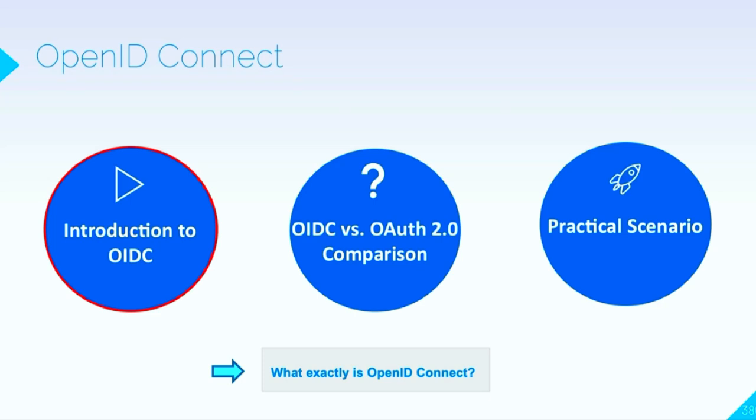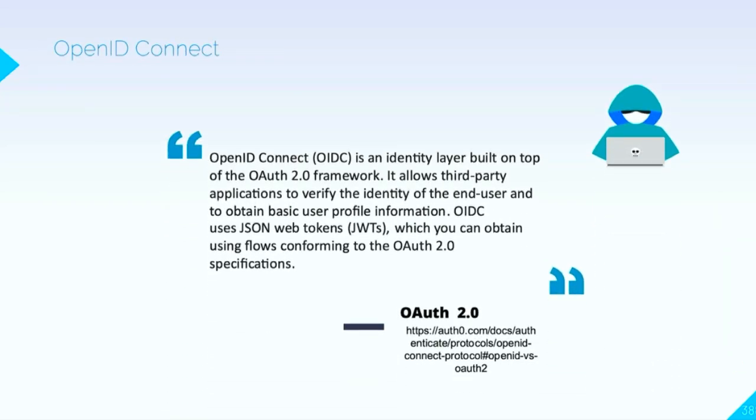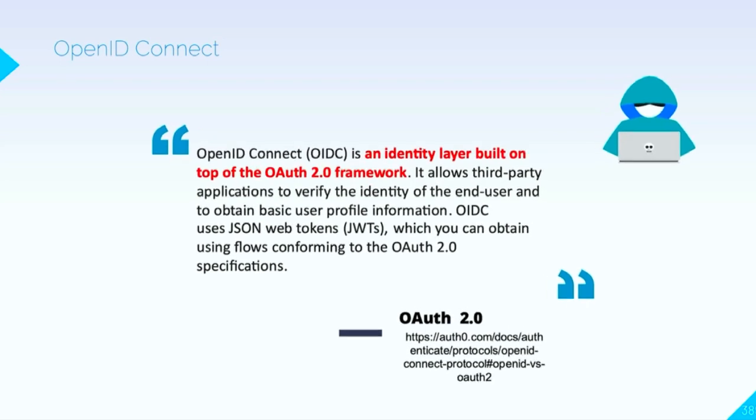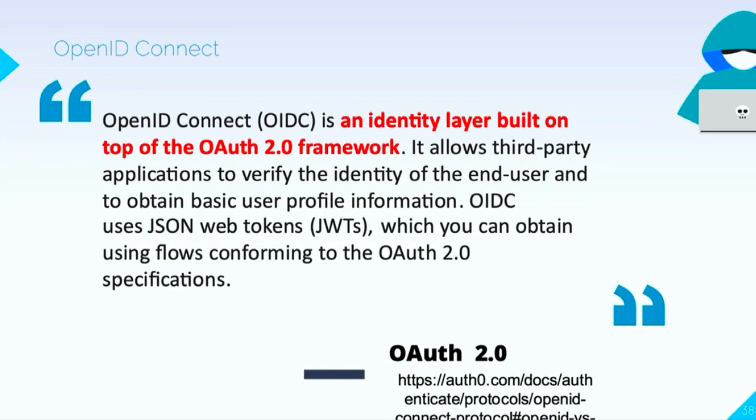Let's start by understanding what OpenID Connect really is. Let's see how the OAuth 2 team defines it. OpenID Connect is an identity layer built on top of the OAuth 2 framework. It allows third-party applications to verify the identity of the end user and obtain basic user profile information. OpenID Connect uses JSON Web Tokens, JWTs, which you can obtain using flows conforming to the OAuth 2 specifications. An identity layer built on top of the OAuth 2 framework.